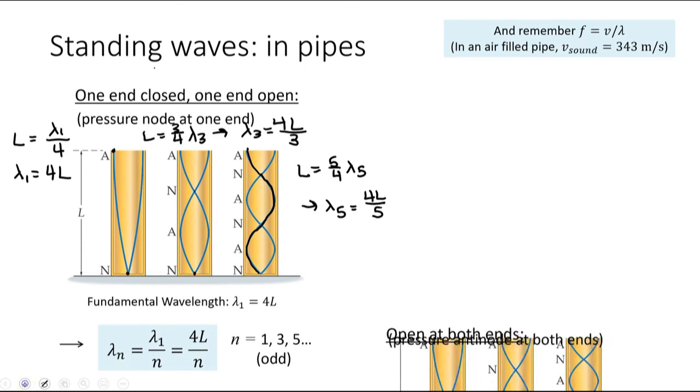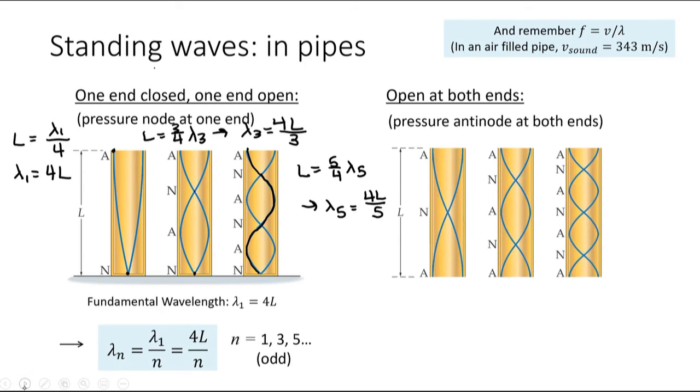All right, now let's go ahead and talk about what happens when we have a pipe that's open at both ends. So in this case, then we're going to have free reflection at both of the open ends. And so then both open ends have to correspond to antinodes if you want to get a standing wave in a pipe that's open at both ends.